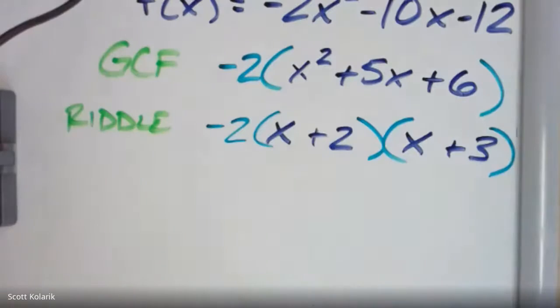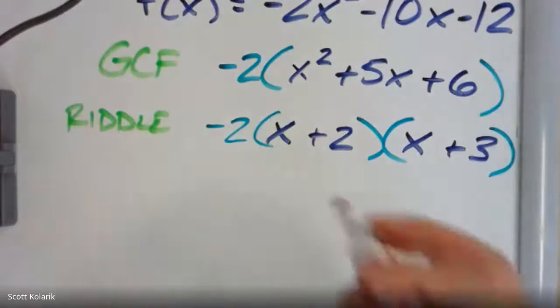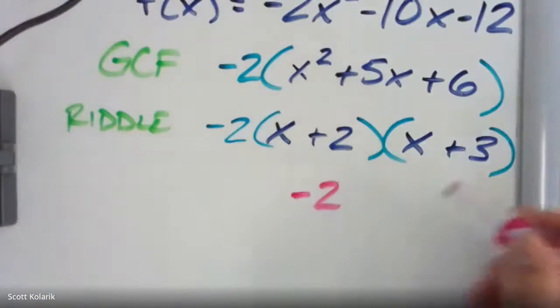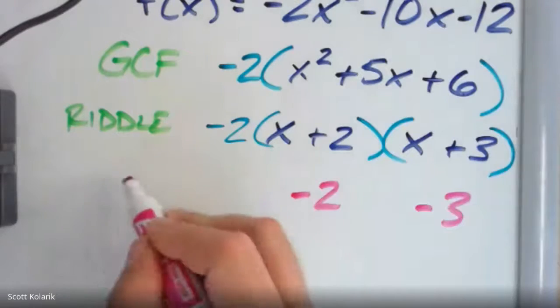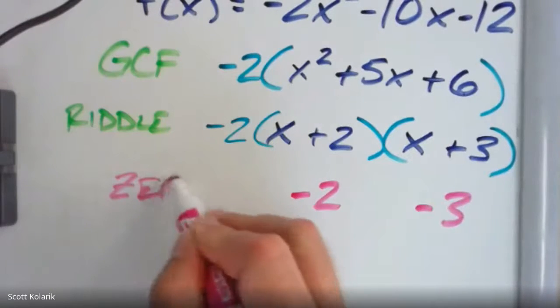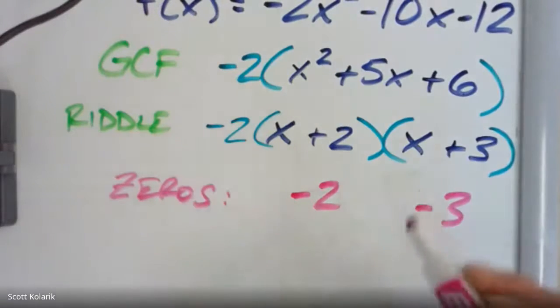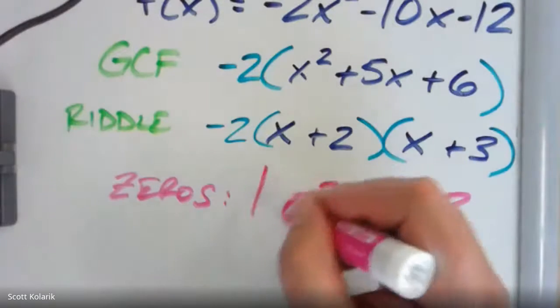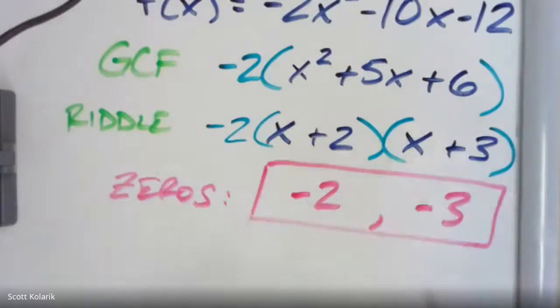So my zeros here in this case will end up being negative 2 and negative 3. These will be my zeros, or x-intercepts, whichever will work. But these will end up being my zeros.